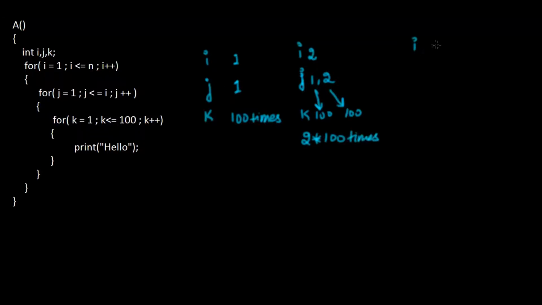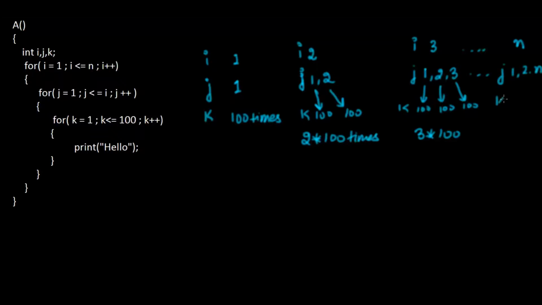When my i becomes 3, my j will run from 1 to 3, that is 3 times, and for each value of j, my k will run 100 times each. So I can write my k is running 3 into 100 times. And so we can say when my i becomes n, my j will run from 1 to n, and for each value of j, my k will run 100 times. So I can say my value of k is running n into 100 times.